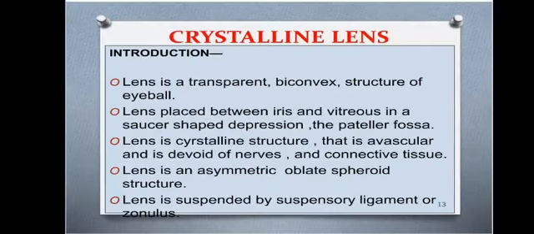The next one is crystalline lens. The lens is a transparent biconvex structure of the eyeball. The lens is placed between the iris and the vitreous in a saucer-shaped depression which is called the patellar fossa. The lens is a crystalline structure that is avascular, that is no blood supply, and it is devoid of nerves and connective tissues. The lens is an asymmetric oblate spheroid structure. The lens is suspended by suspensory ligaments or zonules.